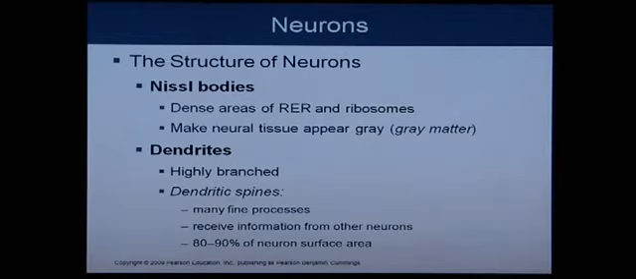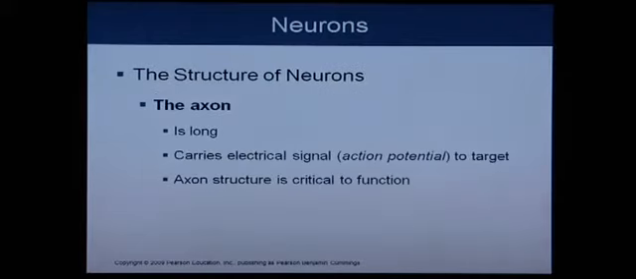The dendrites are the highly branched fine processes that come off of the cell body, and they receive information from other neurons. They make up about 80 to 90% of the neuron surface area. The axon that comes off of the cell body is very long and carries electrical signals, or as I mentioned before, action potentials, to the target, whatever the target may be. The axon structure is very important to its function.